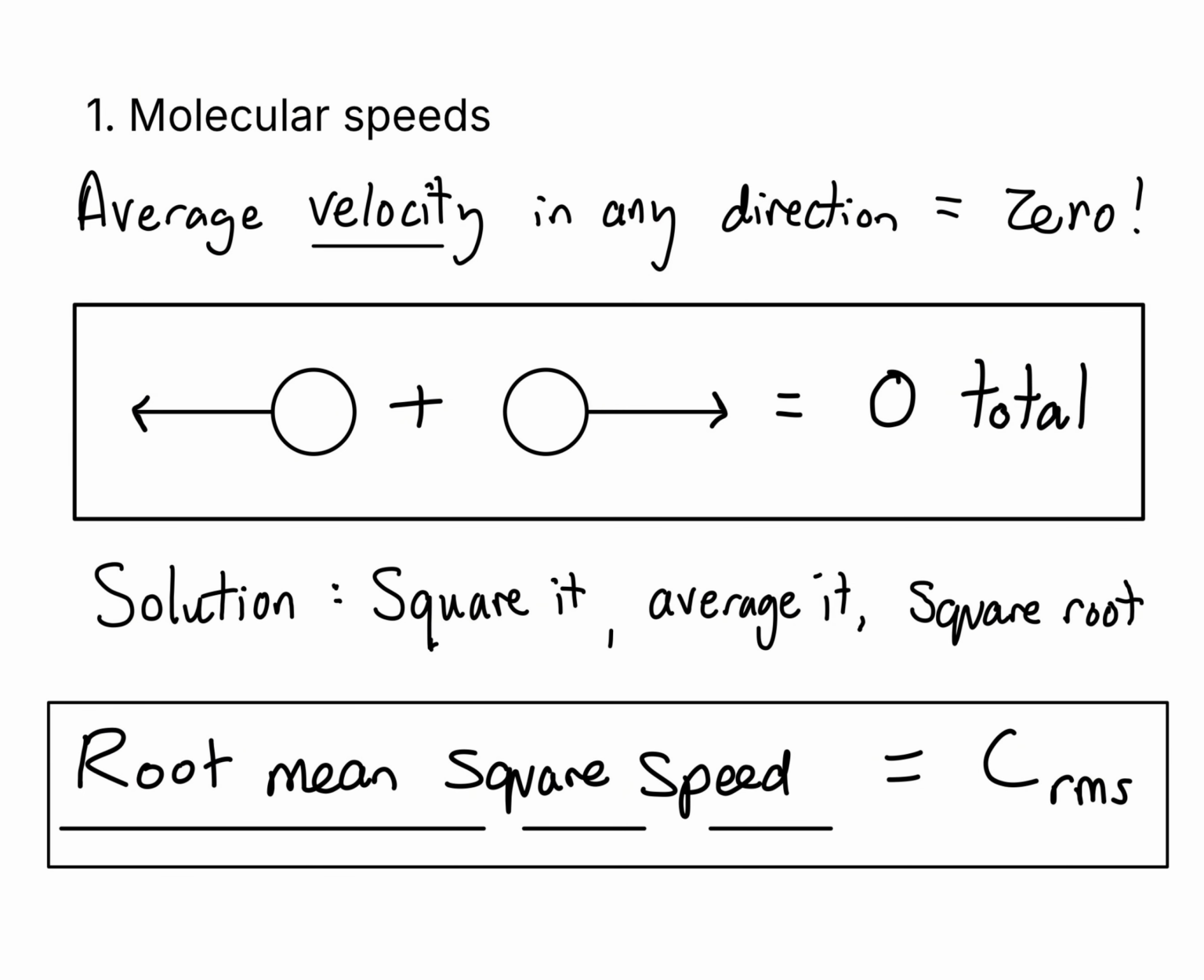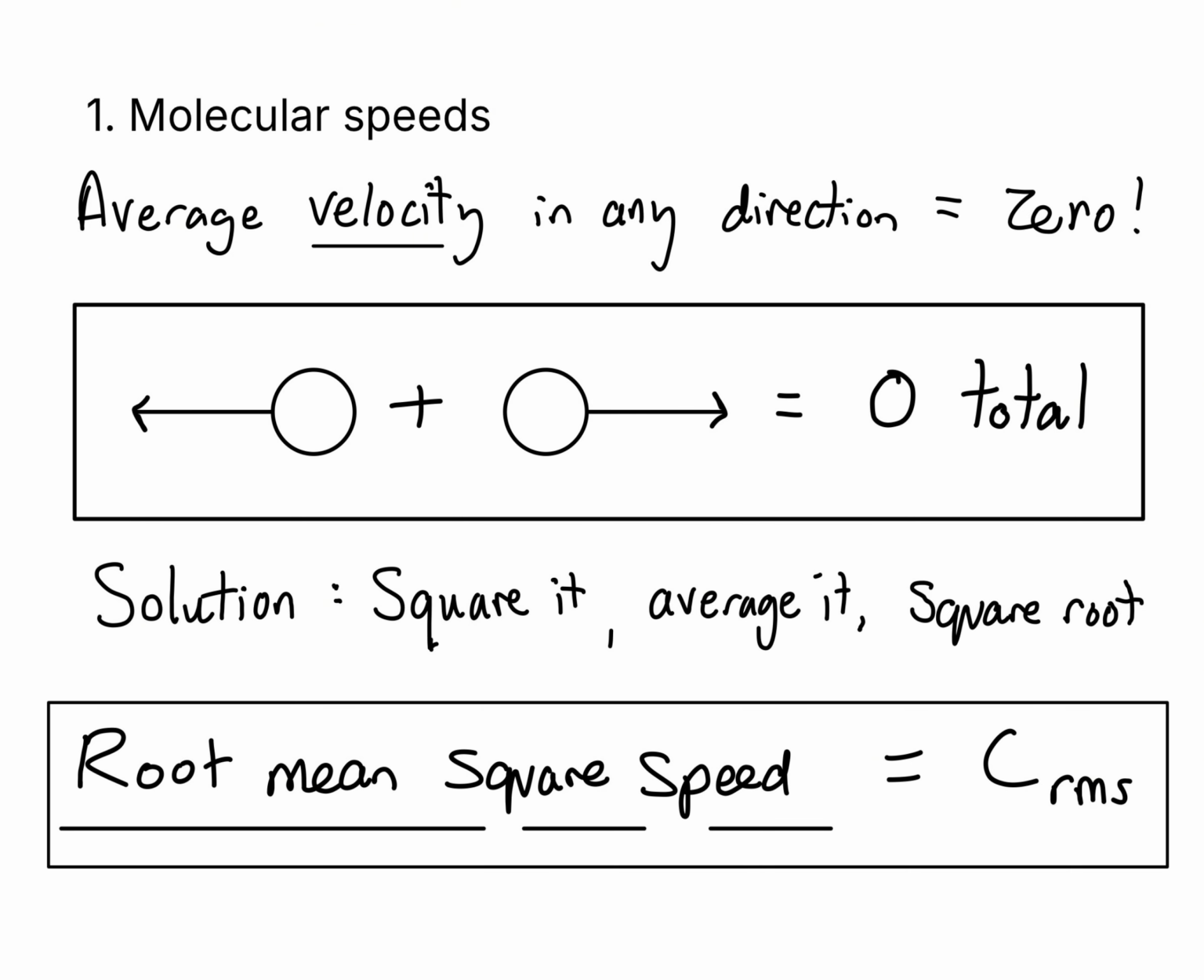Firstly, a subtlety about molecular speed. If you take the average velocity of all the molecules in a still gas, you get zero because they're heading in all directions and it all cancels out. That's true, but kind of useless. So we do something clever.